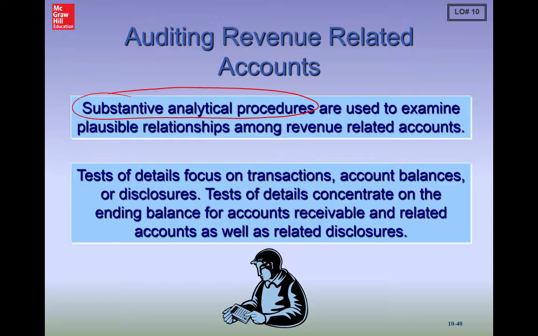We also do a lot of tests of details, right? And here we're actually looking at transactions, and we might look at account balances. Here we're looking at the ending balance, and this is where our reasonableness tests come in. We're just making sure that our ending balances are correct. And don't forget that we have the disclosure notes, and the notes are part of the financial statements.